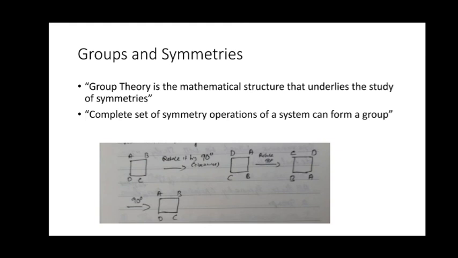For a square, rotation is not the only symmetry operation. There is also reflection symmetry, which we will study in an elaborate manner later. But this is just an example to understand what symmetry operations are, and the combinations of these symmetry operations can together form a group. Okay. Now we are about to switch to the mathematical framework of group theory.